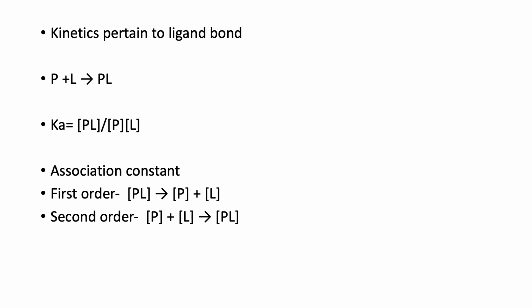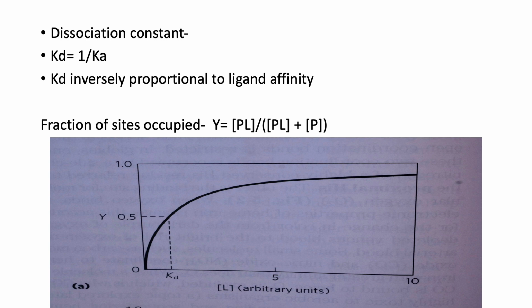And there's a kinetic pattern that pertains to the ligand binding, and you get binding of the ligand to the protein. And there's, as with other formulations, an association constant. First order reaction is the intermediate phase. Second order is the reaction of the protein and ligand to form this. So first order and second order reactions. And the dissociation constant is the inverse of that.